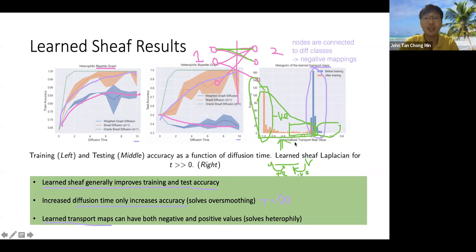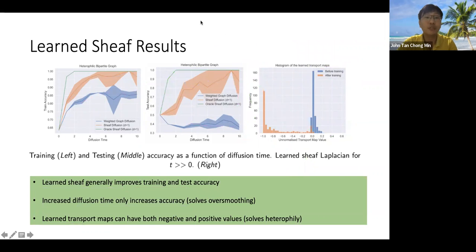Okay, so this is not perfect. As you can see, the oracle, if you give it the right sheaf, which is like +1 and -1, performs very well. So it hasn't really reached there yet. Maybe there's a limitation with the attention process to learn the Laplacian. So this might be room for future work. But at least the inclusion of negative weights already showed much better performance in order to solve heterophily.